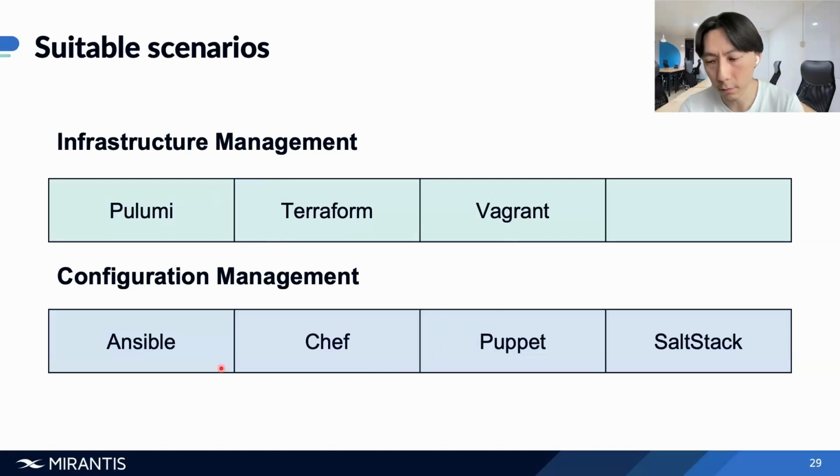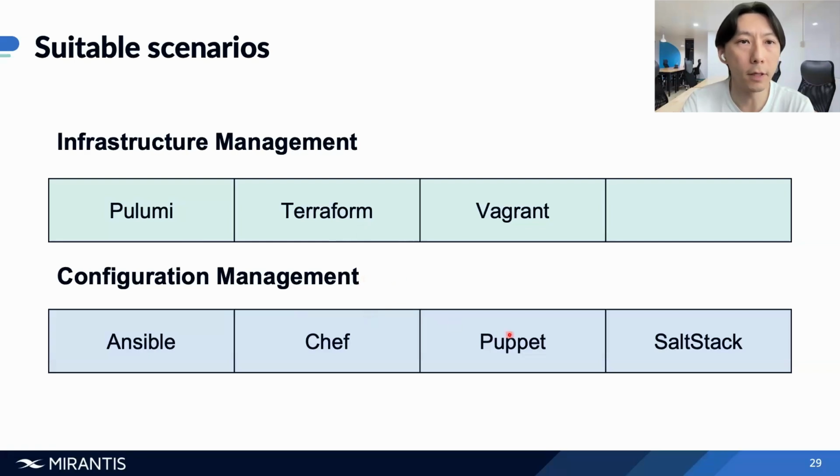And of course, on the interwebs, you see the most popular combination is Terraform plus Ansible, right? You use Terraform to deploy your infrastructure, and then Ansible to deploy the configuration management. That's what we use internally as well for a lot of our projects. But of course, there are other combinations that you can actually use, right?